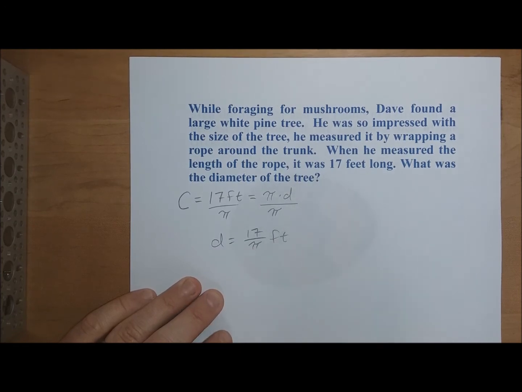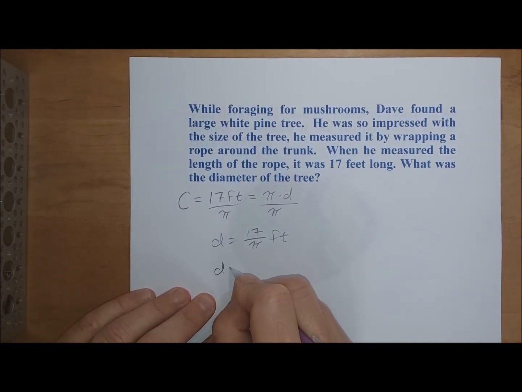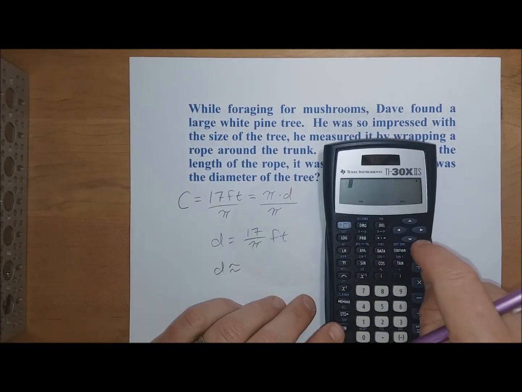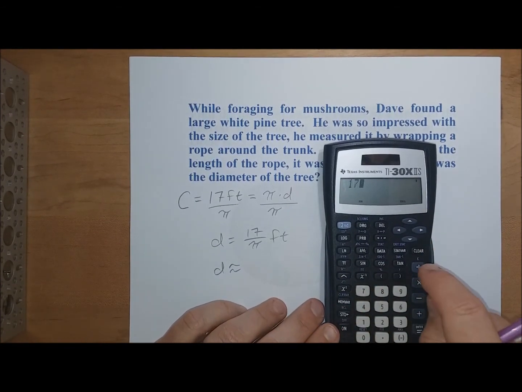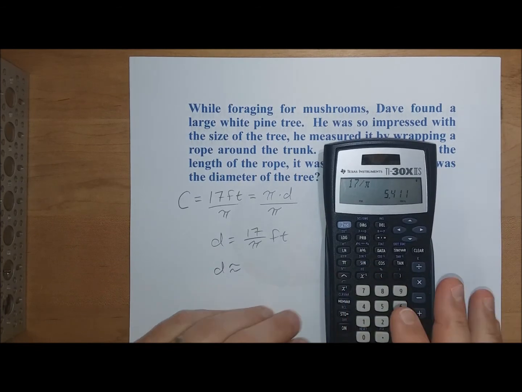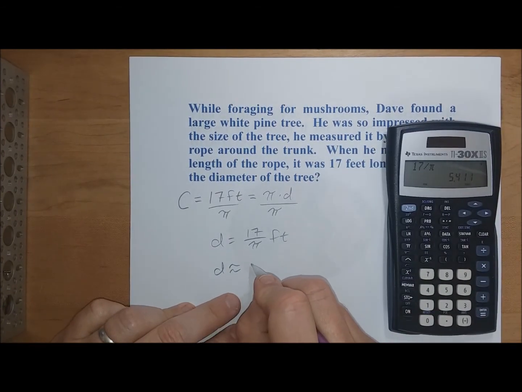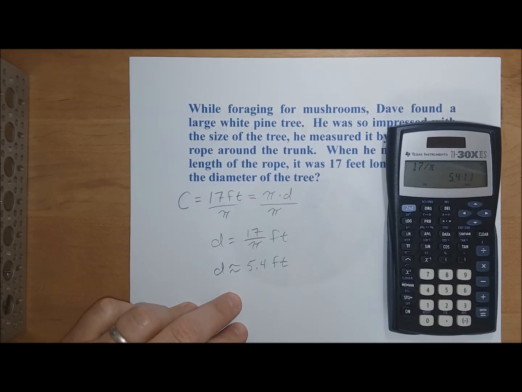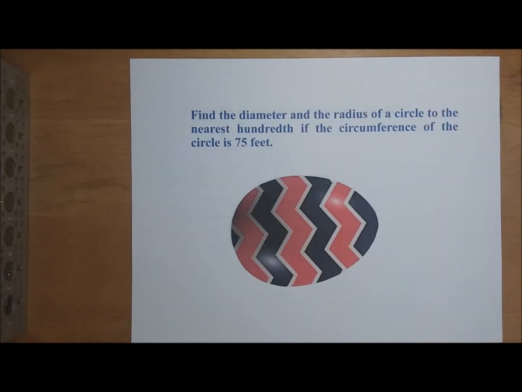And again, if you wanted to get someone to understand approximately what that represents, then you'd want to go ahead and divide by pi. 17 divided by pi, and we're going to get the diameter is approximately 5.4 feet. That's a pretty impressive tree when you think about it. It's about 5.4 feet across. That's a big tree. All right, let's look at another example here.